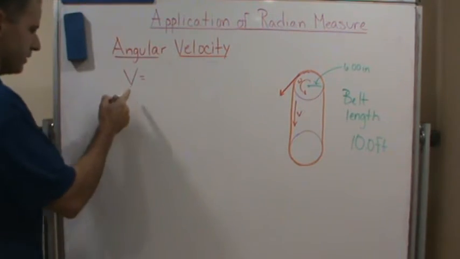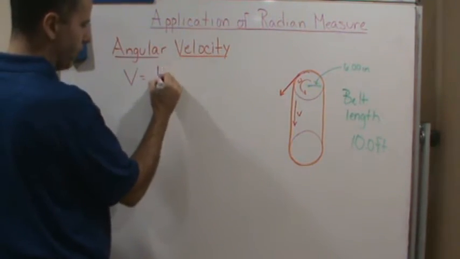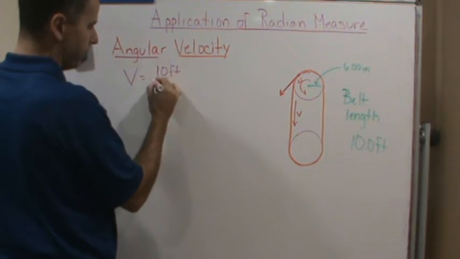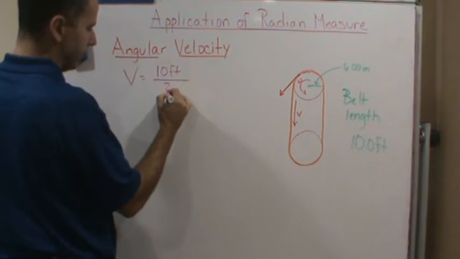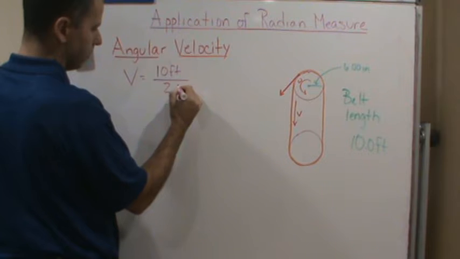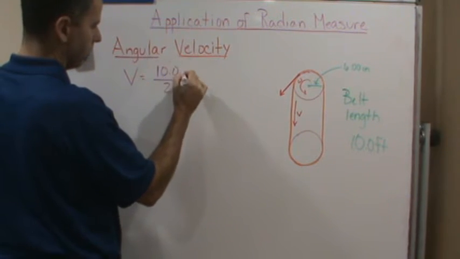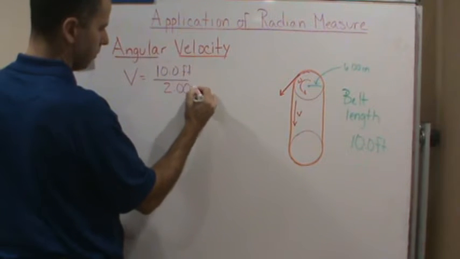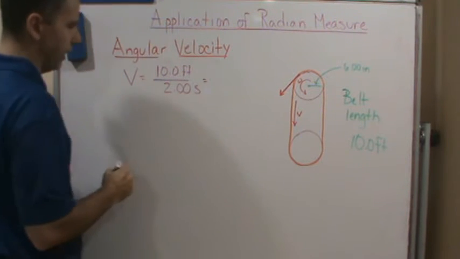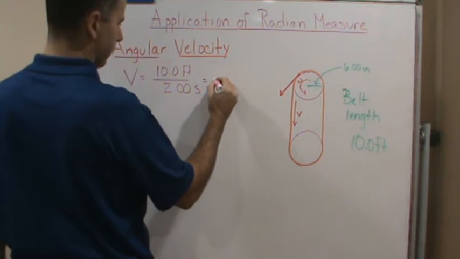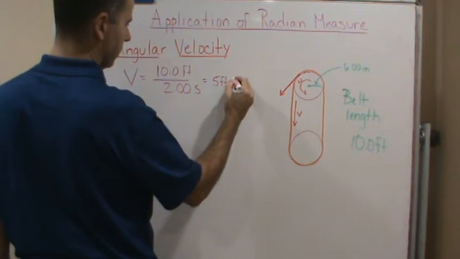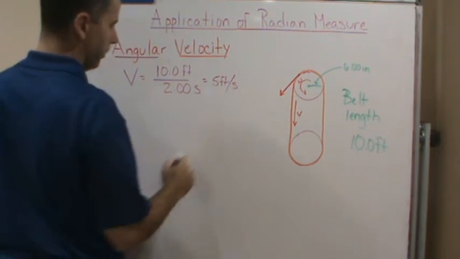So the easy one is linear velocity is just, well, it's going 10 feet over 2 seconds. Okay, so that means it's going what? 5 feet per second.